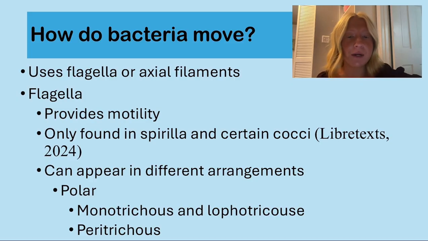So flagella can appear in two different arrangements. They can appear in polar arrangements, which is when the flagella are on one pole of the bacteria. There are the monotrichous and lophotrichous, those are the polar arrangements. And then there is the peritrichous. This is the other arrangement, and I'll go a little bit more in depth on the next slides.